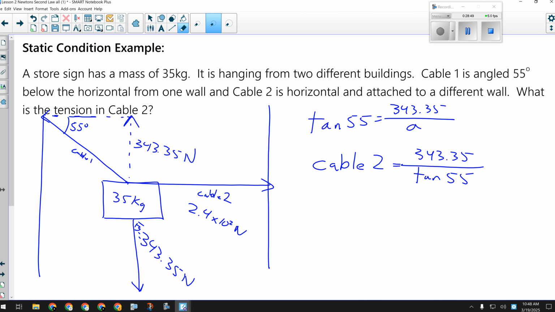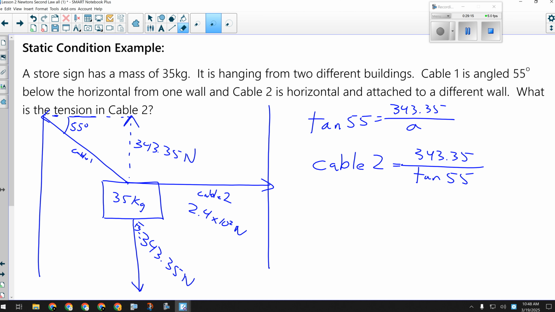Does it feel like my answer is missing anything? Well, it never asked me for that. You're right, I don't have the tension in cable 1. You're absolutely right, I haven't calculated that. But it never asked me for that. Does it feel like my answer of 2.4 times 10 to the 2 newtons is missing something? Yeah, it feels like it's missing direction, right? Force is a vector quantity.